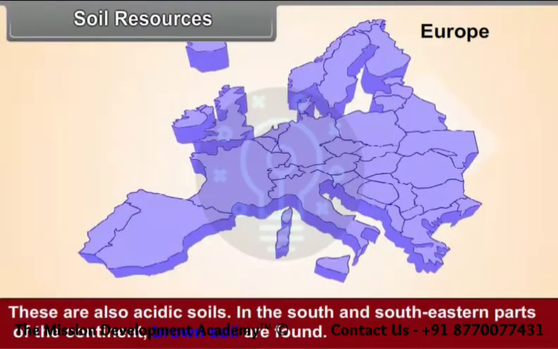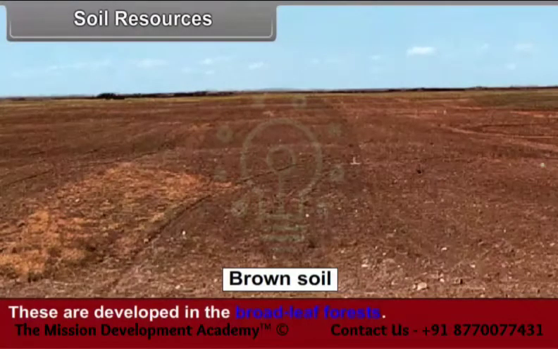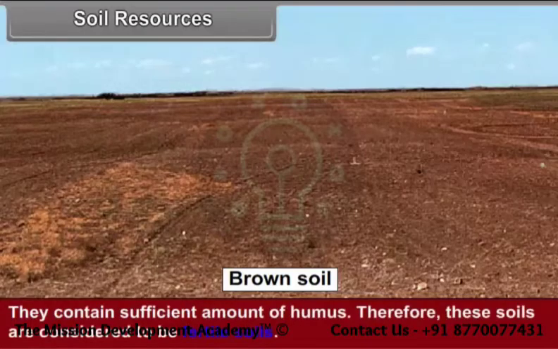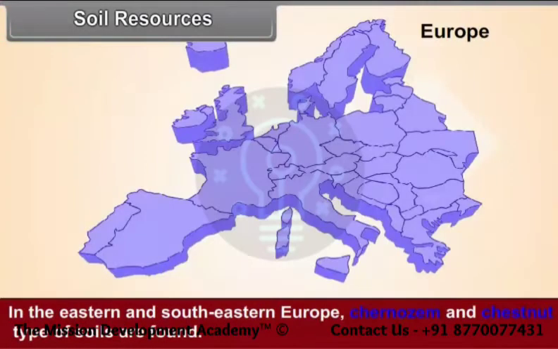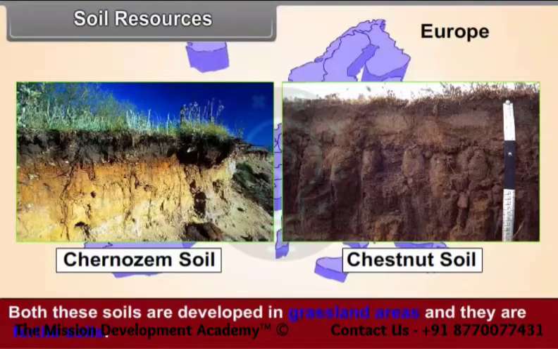These are also acidic soils. In the south and southeastern part of the continent, brown soils are found. These are developed in the broadleaf forests. They contain sufficient amount of humus. Therefore, these soils are considered to be fertile soils. In the eastern and southeastern Europe, Chernozem and chestnut type of soils are found. Both these soils are developed in grassland areas and they are fertile soils.